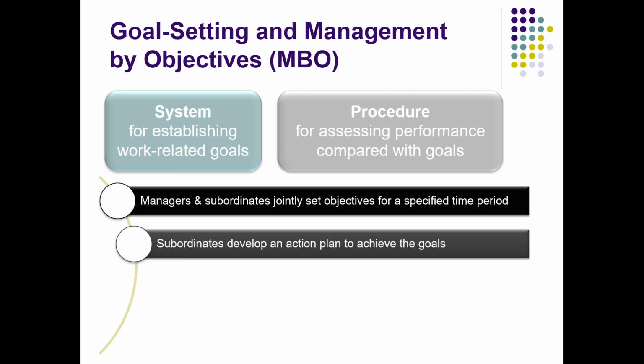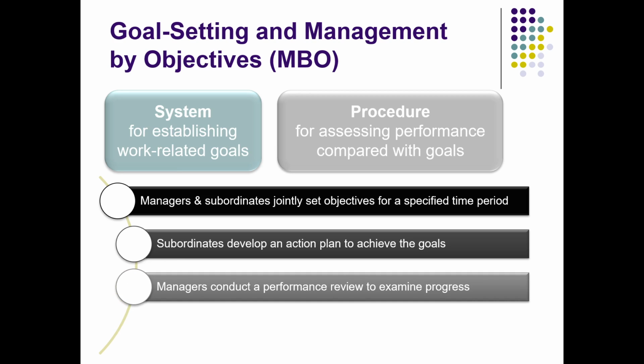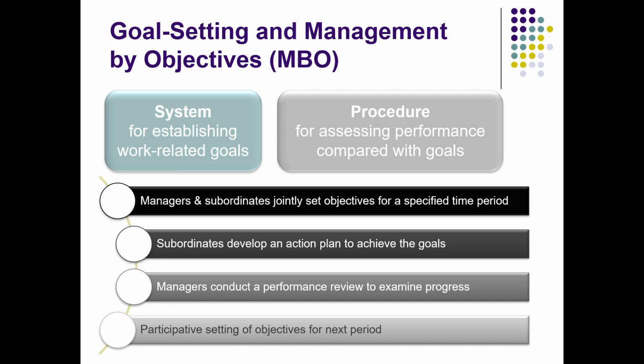So they've had buy-in on the goal because they worked on it together with their manager. It isn't something that was imposed on them. And so the subordinates are going to try and figure out, how can I achieve the goal? And then the managers are going to conduct a performance review to examine progress and give feedback. And this participatory setting of objectives will occur again for the next period. So we're going to sit down, we're going to review how well the goals were met for this period, and then we're going to set new objectives for the next period.